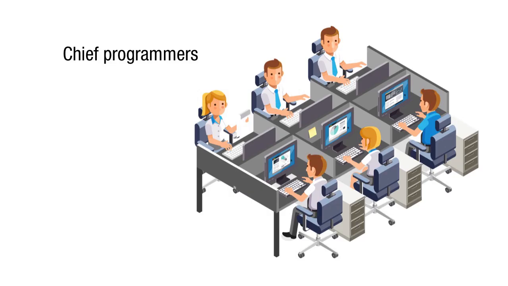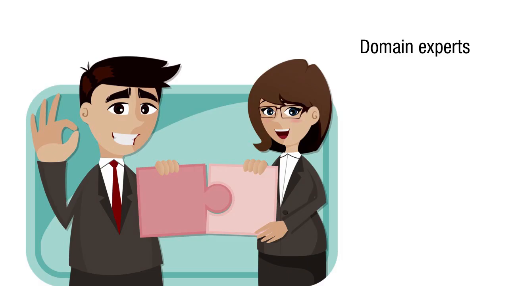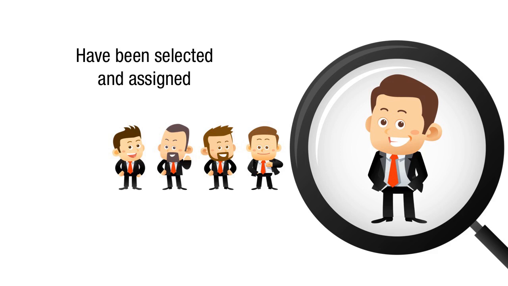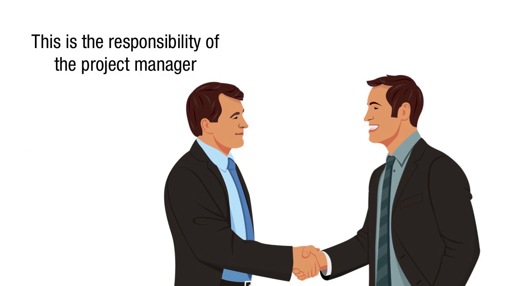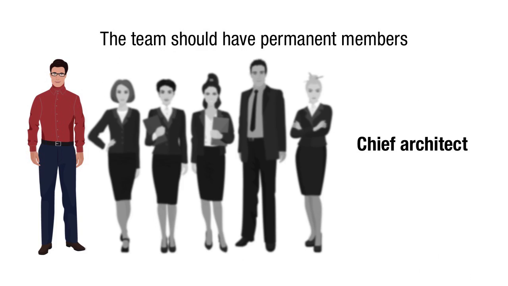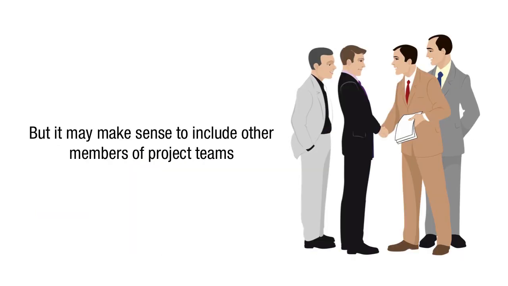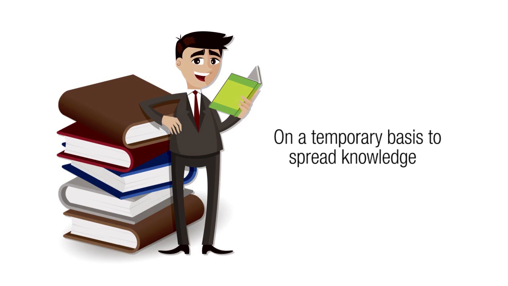Entry criteria. The chief architect, chief programmers, and domain experts have been selected and assigned. Tasks. Form the modeling team, which is required. This is the responsibility of the project manager. The team should have permanent members such as chief architect, chief programmers, and domain experts. But it may make sense to include other members of project teams on a temporary basis to spread knowledge.